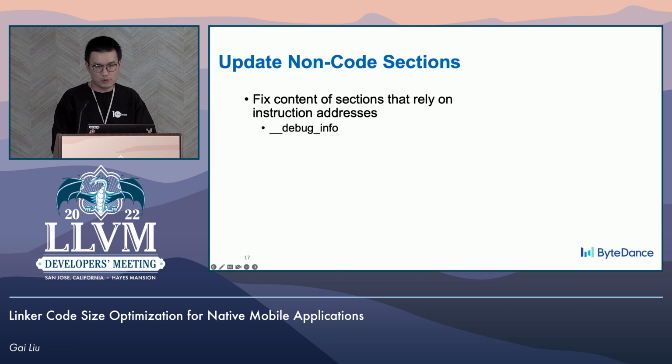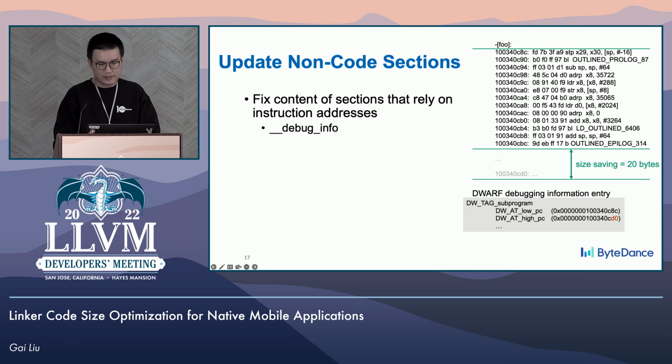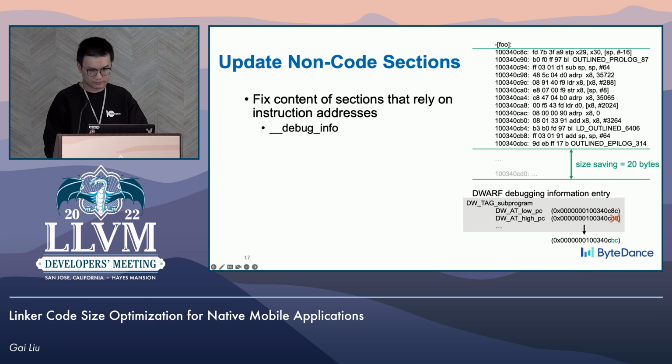So our final step is to update some non-code sections to make their content consistent with our changes. One example is the debug info section. Here in this example, our outliner reduces the size of function 4 by 20 bytes, which moved the end PC value of the function to 20 bytes before its original value. Here I'm showing the debug information entry for this function, and we need to modify its high PC value as shown here. To achieve this, we wrote a customized debug info linker that is aware of our code changes and updates the information accordingly.